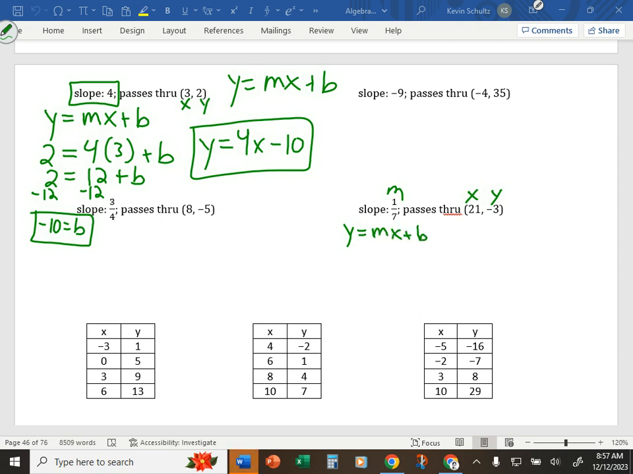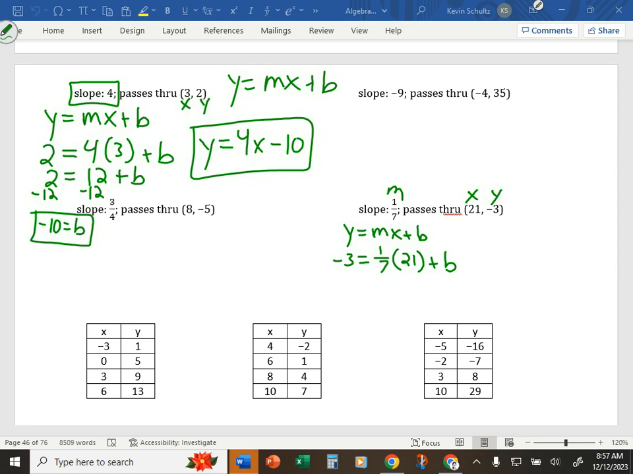What number goes in for y? Negative 3. What number goes in for m? 1/7. Our slope. What number goes in for x? 21. And we're solving for b.